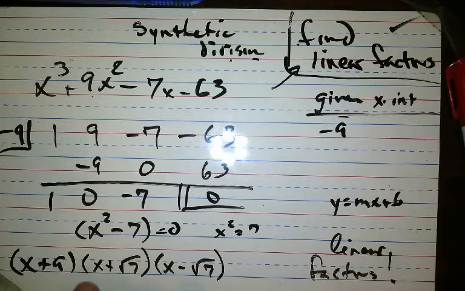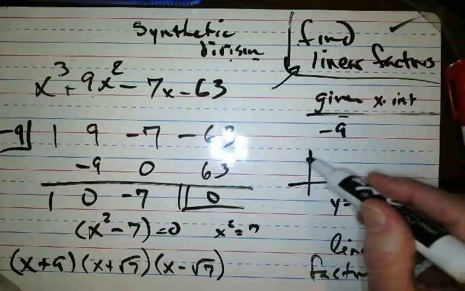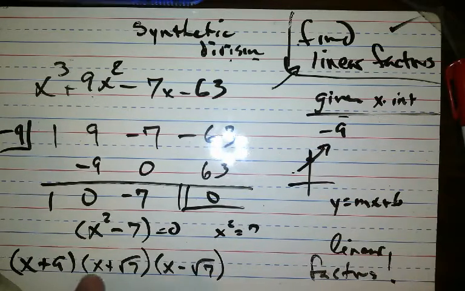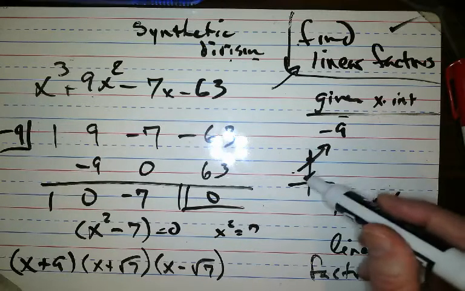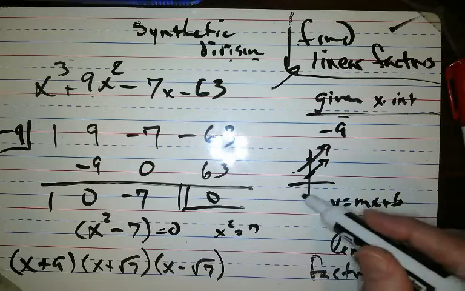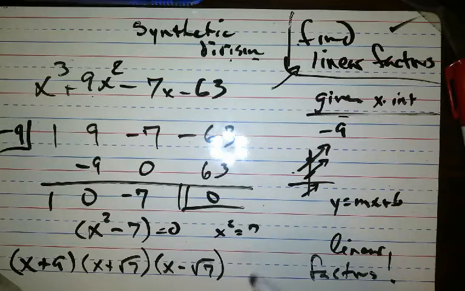Well, this is mx plus b. This is 1x plus 9. 9 is just the place where it starts on the y-axis. It goes off like that. And this one is 1x plus square root of 7. Well, square root of 7 is down here somewhere, and it goes off that direction. 1x minus, see, that one's down here, negative. So we've got 3 linear equations. We did it. We found the 3 factors.